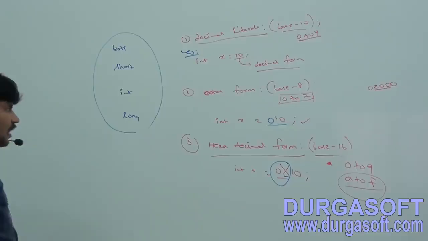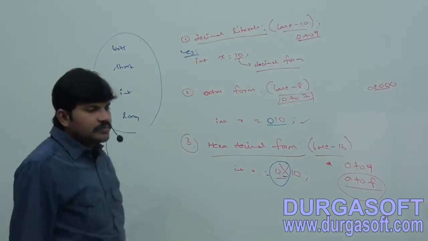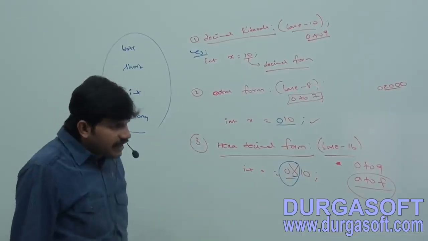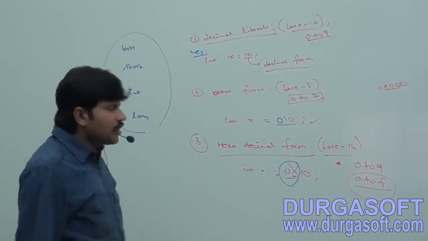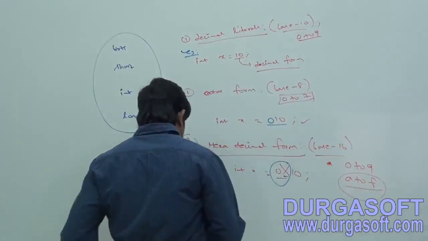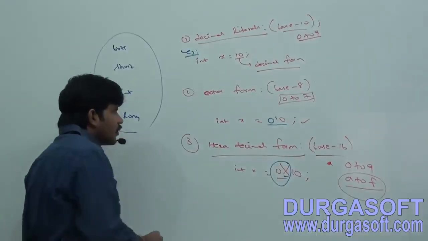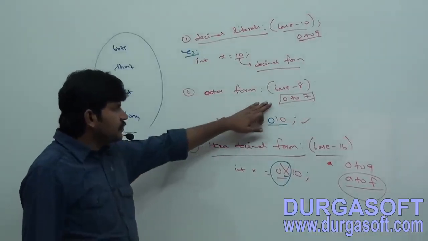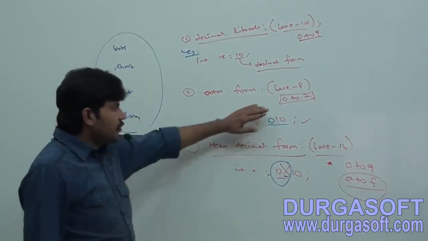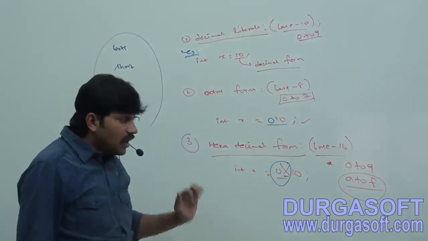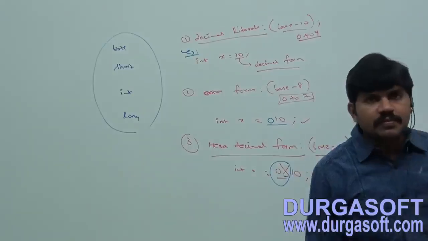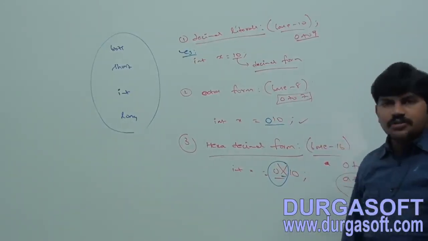Second one, octal form within bracket base 8. Next, example, 1 minute, base 8, allowed digits are 0 to 7.